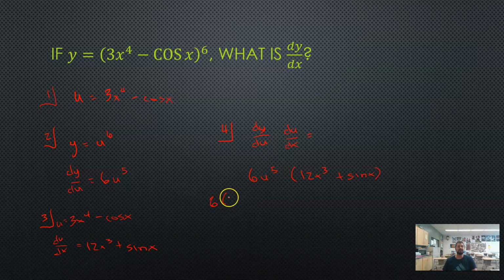So I substitute my u back in. I get 6 times 3x to the 4th minus cosine of x, because that's what my u was. And then that is to the 5th power multiplied by 12x to the 3rd plus the sine of x.